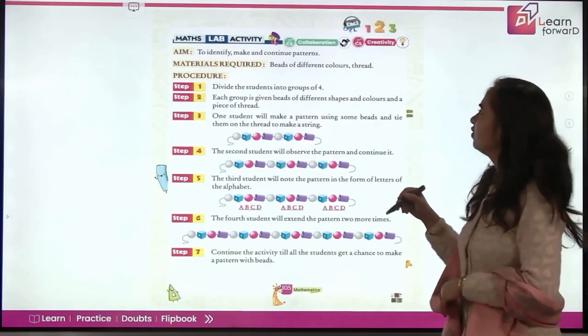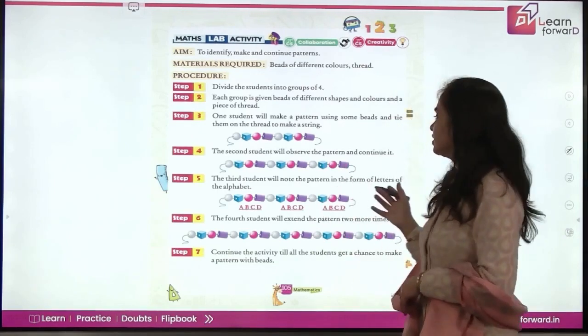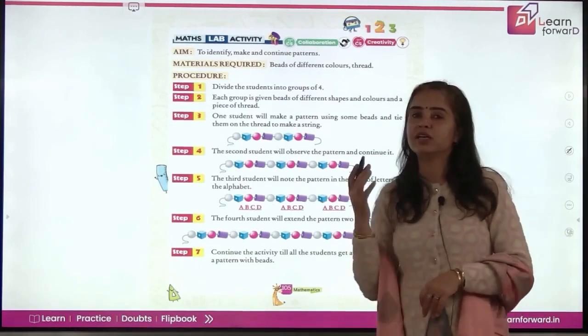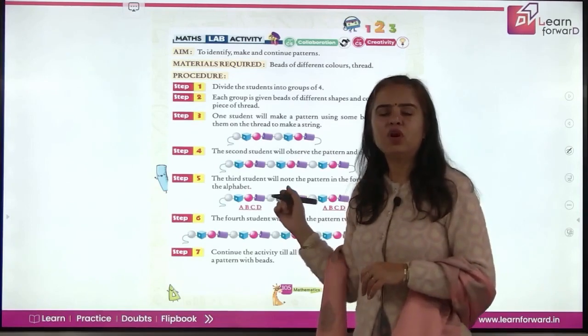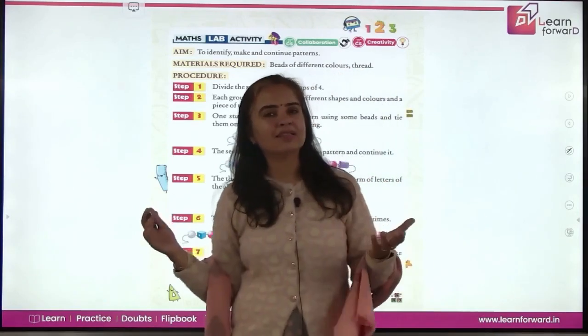Have fun doing this activity in class with your friends, and then you will get to know many more ideas from your friends. Now, here's a maths lab activity for you to do with your teacher and your friends and have lots of fun learning about patterns and shapes.